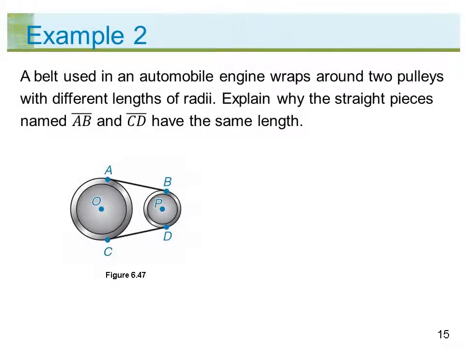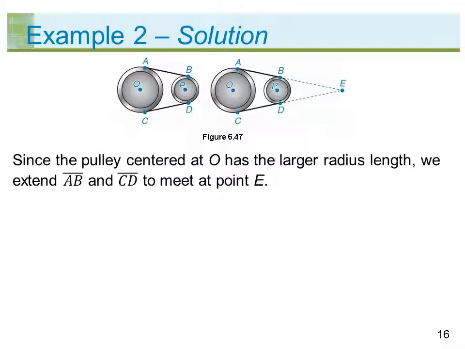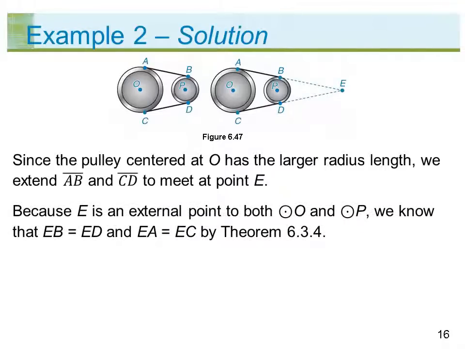A belt used in an automobile engine wraps around two pulleys with different lengths of radii. Explain why the straight pieces named segment AB and segment CD have the same length. Since the pulley centered at O has the larger radius length, we extend segment AB and segment CD to meet at point E. Because E is an external point to both circle O and circle P, we know that length EB equals length ED and length EA equals length EC by Theorem 6.3.4.